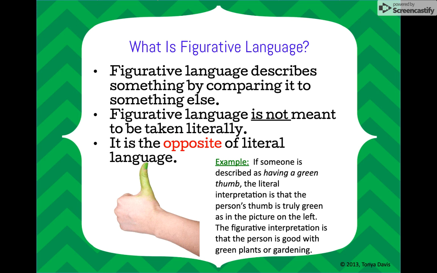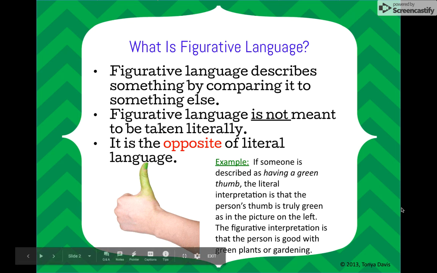So here's an example. If someone is described as having a green thumb, the literal interpretation is that the person's thumb is truly green, as in the picture on the left. The figurative interpretation is that the person is good with green plants or gardening. You guys have probably heard me talk in class about how it is raining cats and dogs outside. I use this example quite a bit. If it is raining cats and dogs outside, literally that means there are cats and dogs falling from the sky. Figuratively, that just means it is raining really hard.